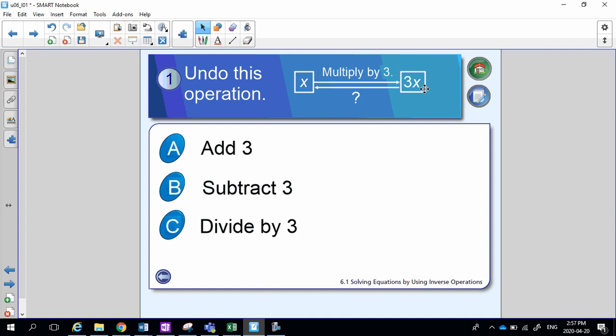So how would we undo that? If we wanted to get back to x, what would we do to this part in order to get back over here? Would we add 3 to it? Would we subtract 3? Or would we divide by 3? So we have to know what's the opposite of multiply? That's divide. So we're going to do the opposite. We're going to divide by 3 to get back to where we started.